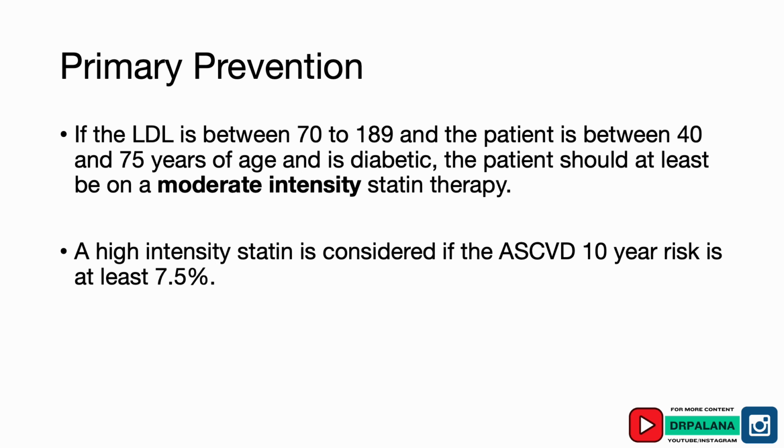If the LDL is between 70 to 189 and the patient is between 40 and 75 years old and is diabetic, the patient should at least be on a moderate intensity statin therapy. A high intensity statin is considered in this case if the patient's ASCVD 10-year risk is at least 7.5%.